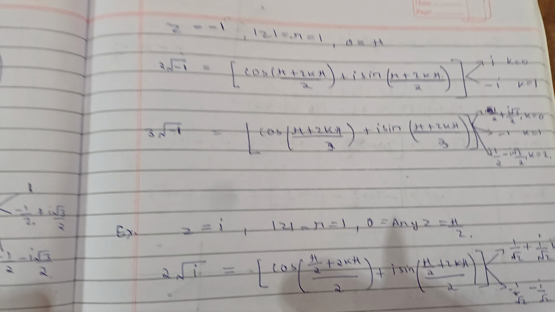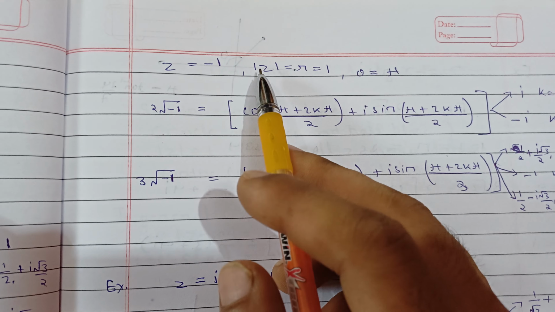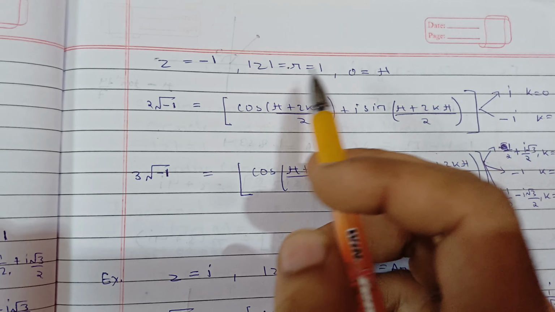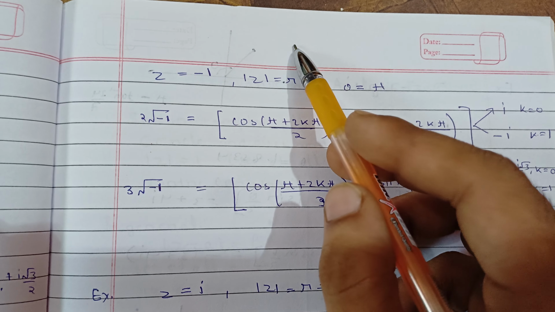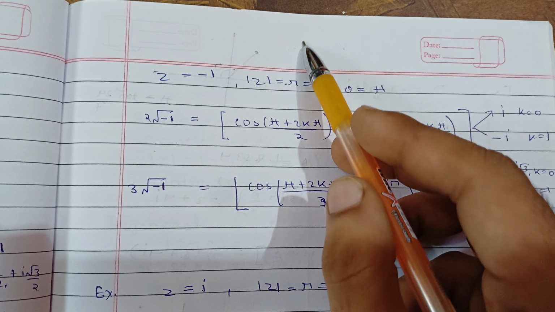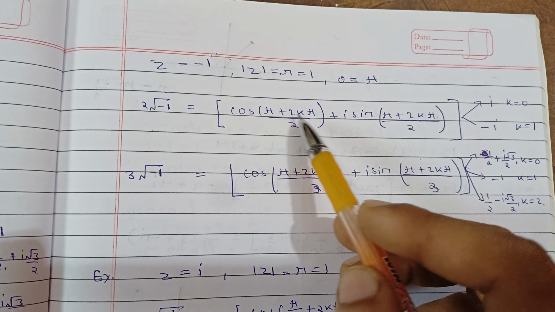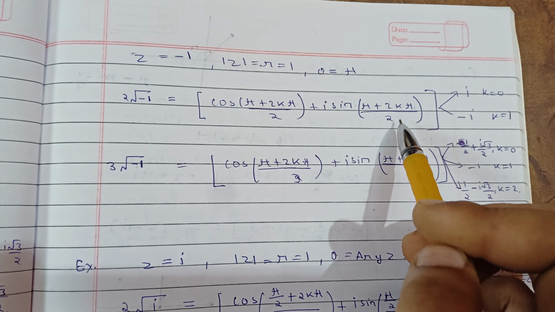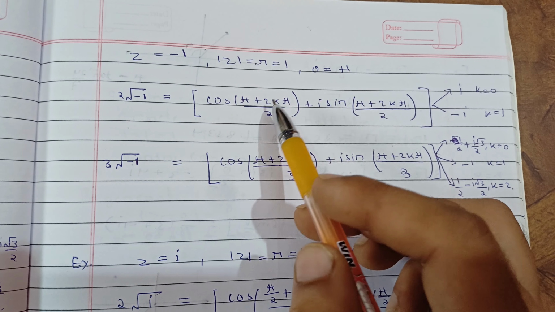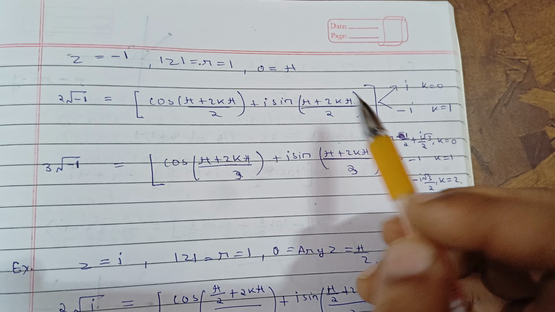Now let's try to find the roots for z equal to -1. So mod z will again be r equal to 1, and for theta, you can see -1 will lie here on this axis, so this will be your argument, that will be pi. Now theta plus 2k pi over n: first we need to find the square root, so n equal to 2. Put k equal to 0, you will get the first root. For k equal to 1, you will get the second root. So iota and minus iota are the 2 roots for this.